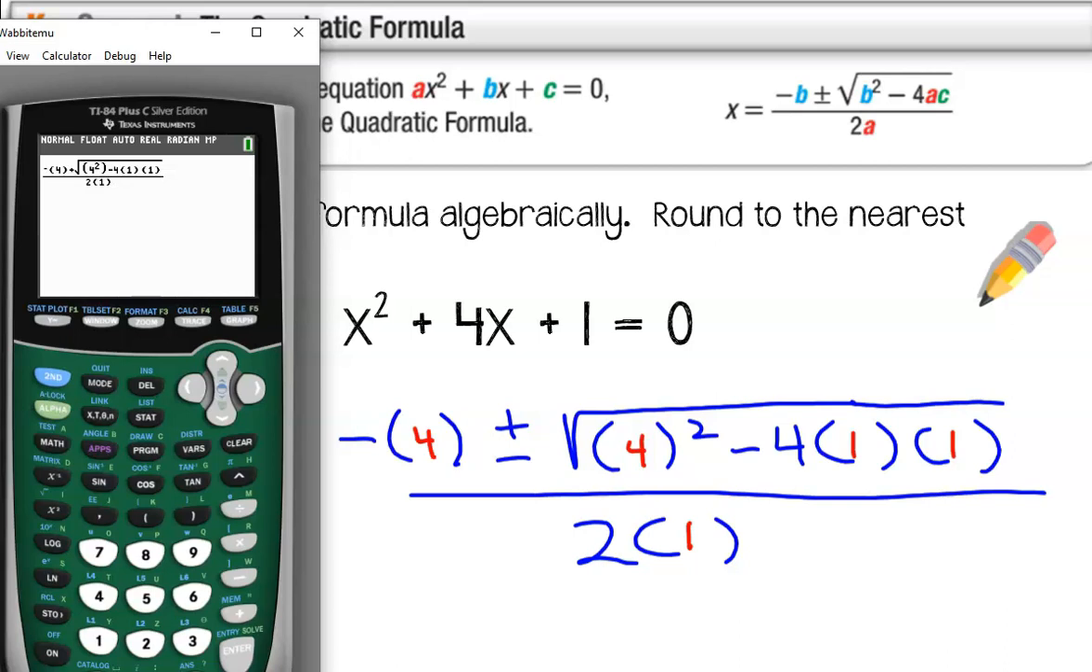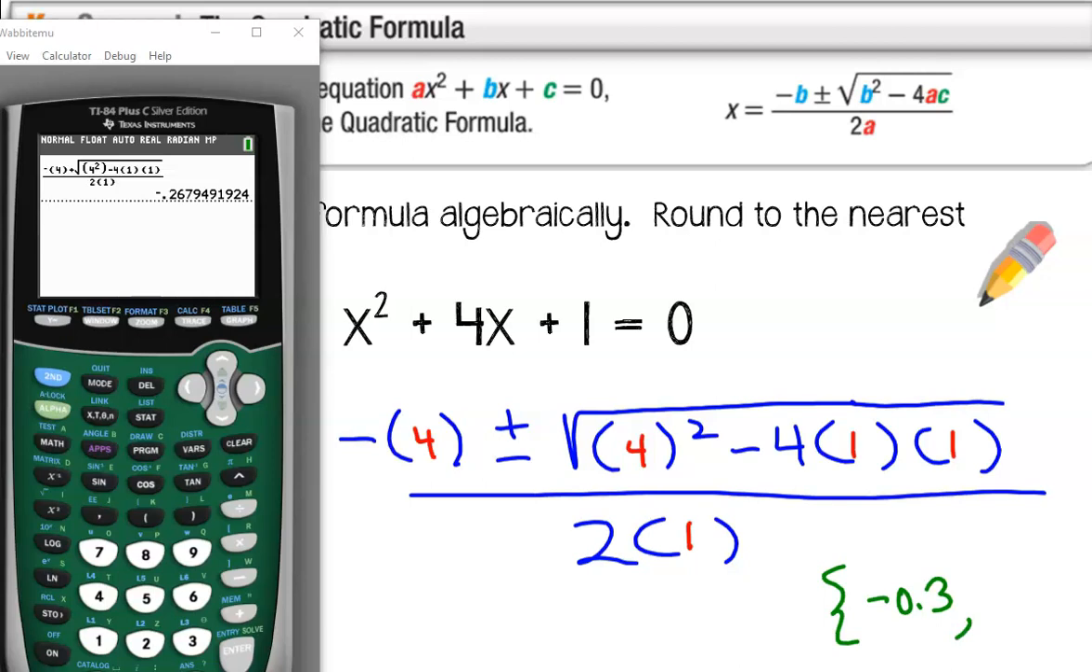Okay. So once I press enter, I'm going to get a really long number because my answer is irrational. So I'm going to round that to whatever the question states, and mine says to round to nearest tenth. So I'm going to write here negative 0.2, nope, negative 0.3.